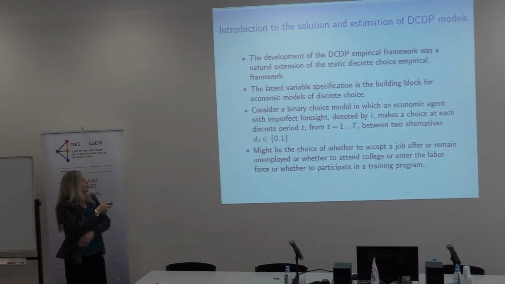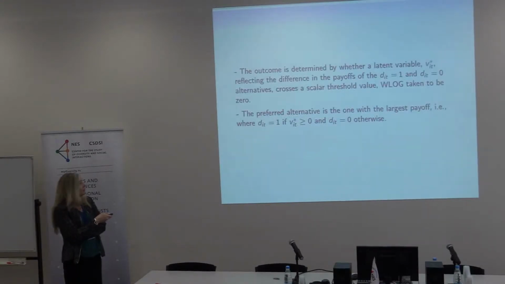So, I'll start with a static model and then show you how to extend these models to dynamic models. There's going to be a binary choice where they just choose 0 or 1. It has a t subscript, but for now we'll just consider one time period and then extend it. It could be attend the training program, stay in school, accept a job offer, get married. There are many different things it could represent.